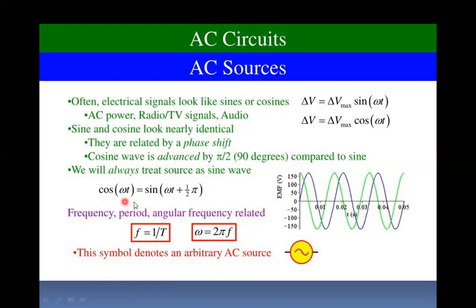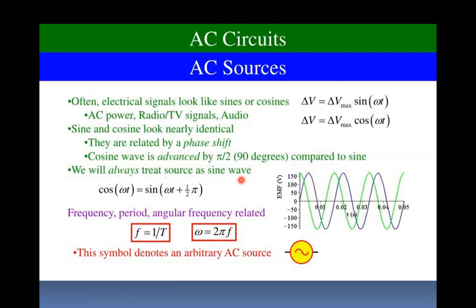So cos omega t is nothing but sine of omega t plus pi by 2. It means the cos is leading by 90 degrees. And what is the frequency? When we say that the particle is in simple harmonic motion, or when we say that the particle is oscillating, then the frequency would be there.